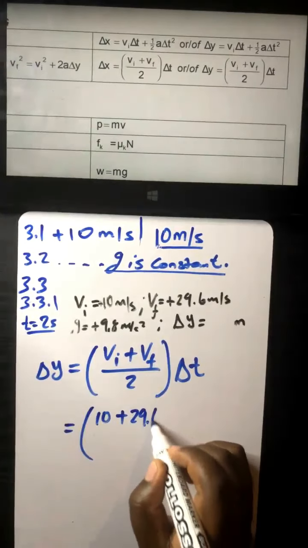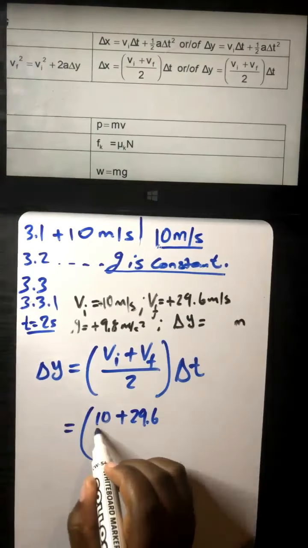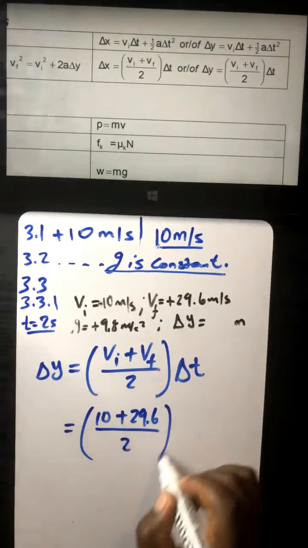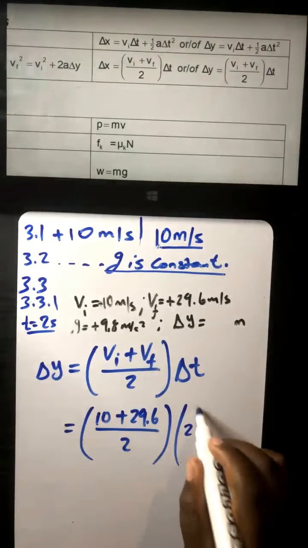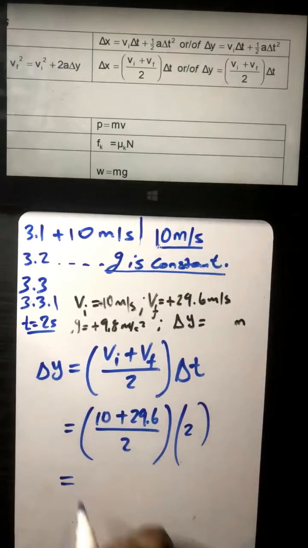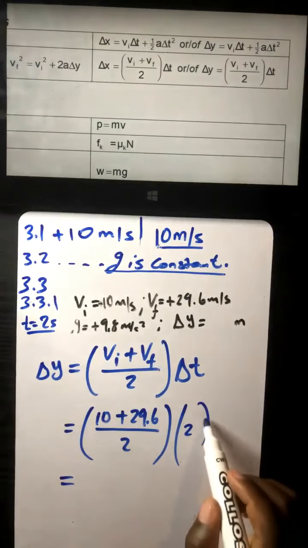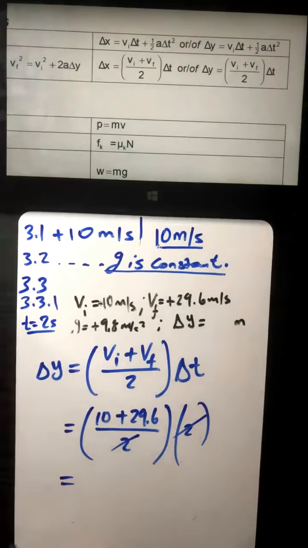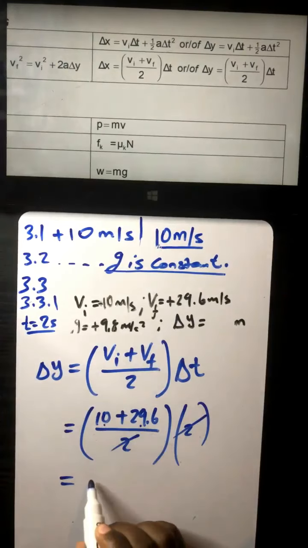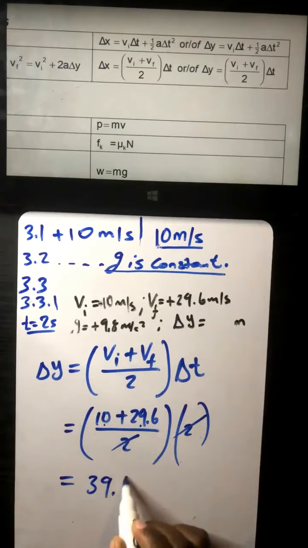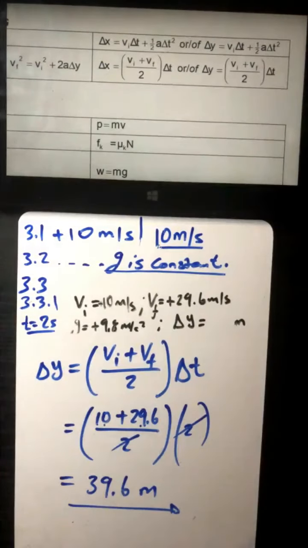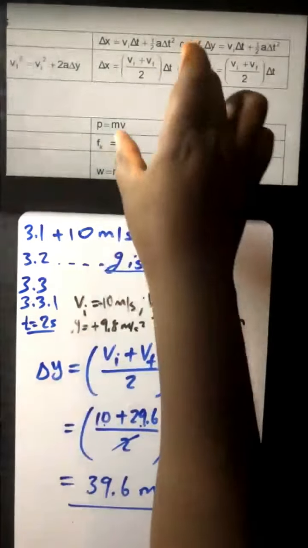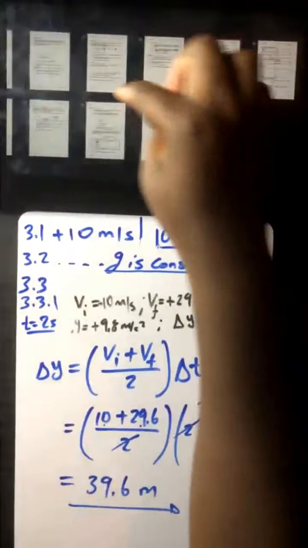It's 29.6. The whole of this is divided by 2. Ladies and gentlemen, it takes 2 seconds. So without even using a calculator, I know those cancel. This plus that is 39.6 meters. So ladies and gentlemen, that means you can answer that question using any of the methods.